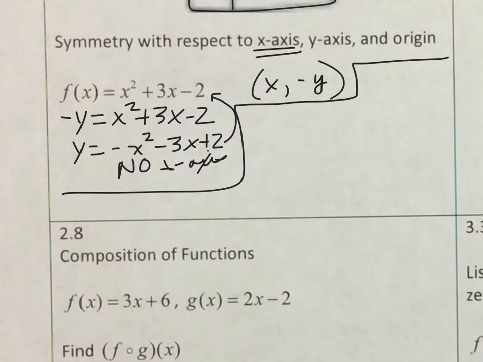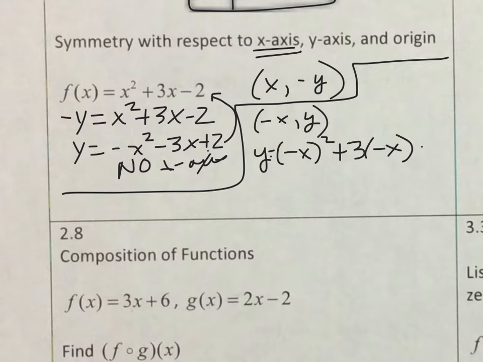To check for y-axis symmetry, we put negative x in for x and y in for y. So that'd give me y equal to negative x squared plus 3 times negative x minus 2, which is x squared minus 3x minus 2, which is also not consistent with what we started with. So we have no y-axis symmetry.